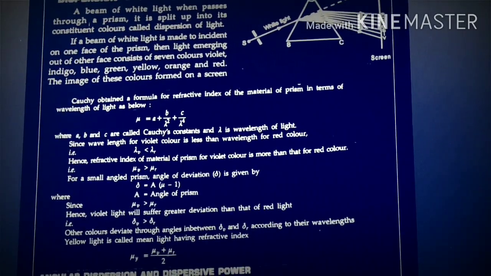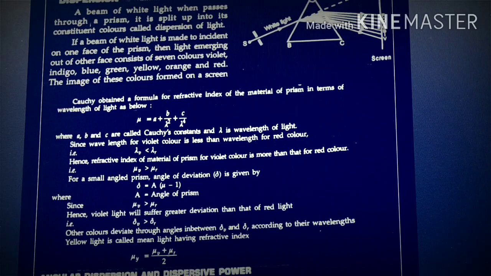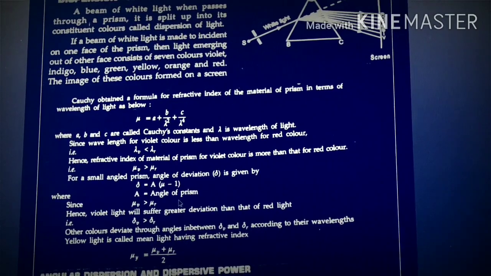But for a small angle of prism, this is the angle of prism. If the angle is very small, then the angle of deviation delta equals A into mu minus 1. It is derived from the prism formula. The prism formula is mu equals sin of A plus delta m by 2 divided by sin A by 2. Here A is the angle of prism.